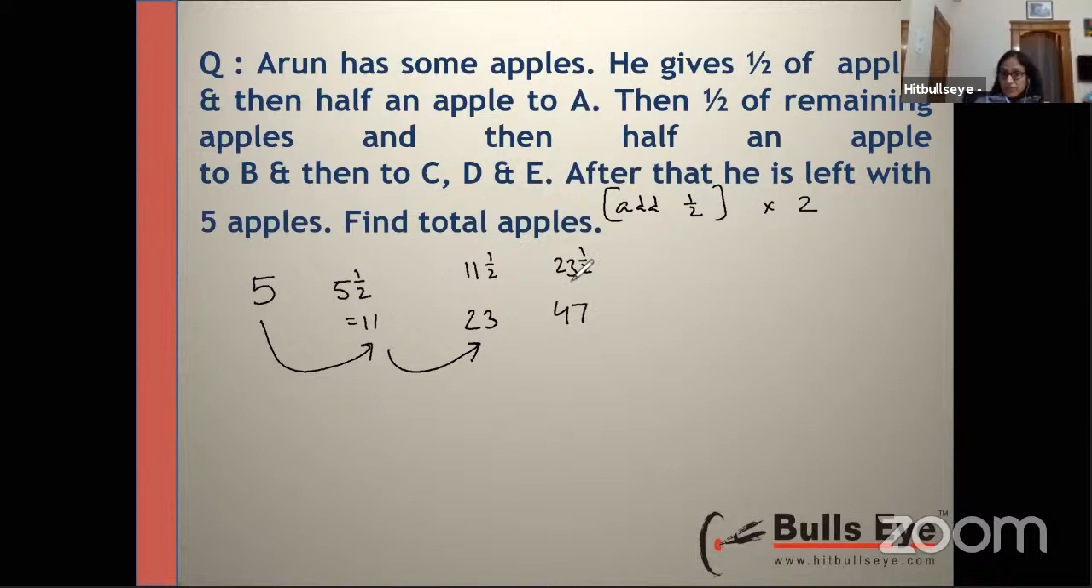It is 47. Why? Because double of 23 is 46. Double of half is 1. So it becomes 47. Now, from 47, make it 47 and a half and then double it up. So it becomes 95. Why? Because double of 47 is going to be 94 and double of half is going to be 1, making it 95. One more step back, add half to it, make it 95 and a half. What is double of 95 and a half? Double of 95 is going to be 190 and double of half is going to be 1. So it makes it 191. I have come back 5 steps. This is the final answer. Is that clear?